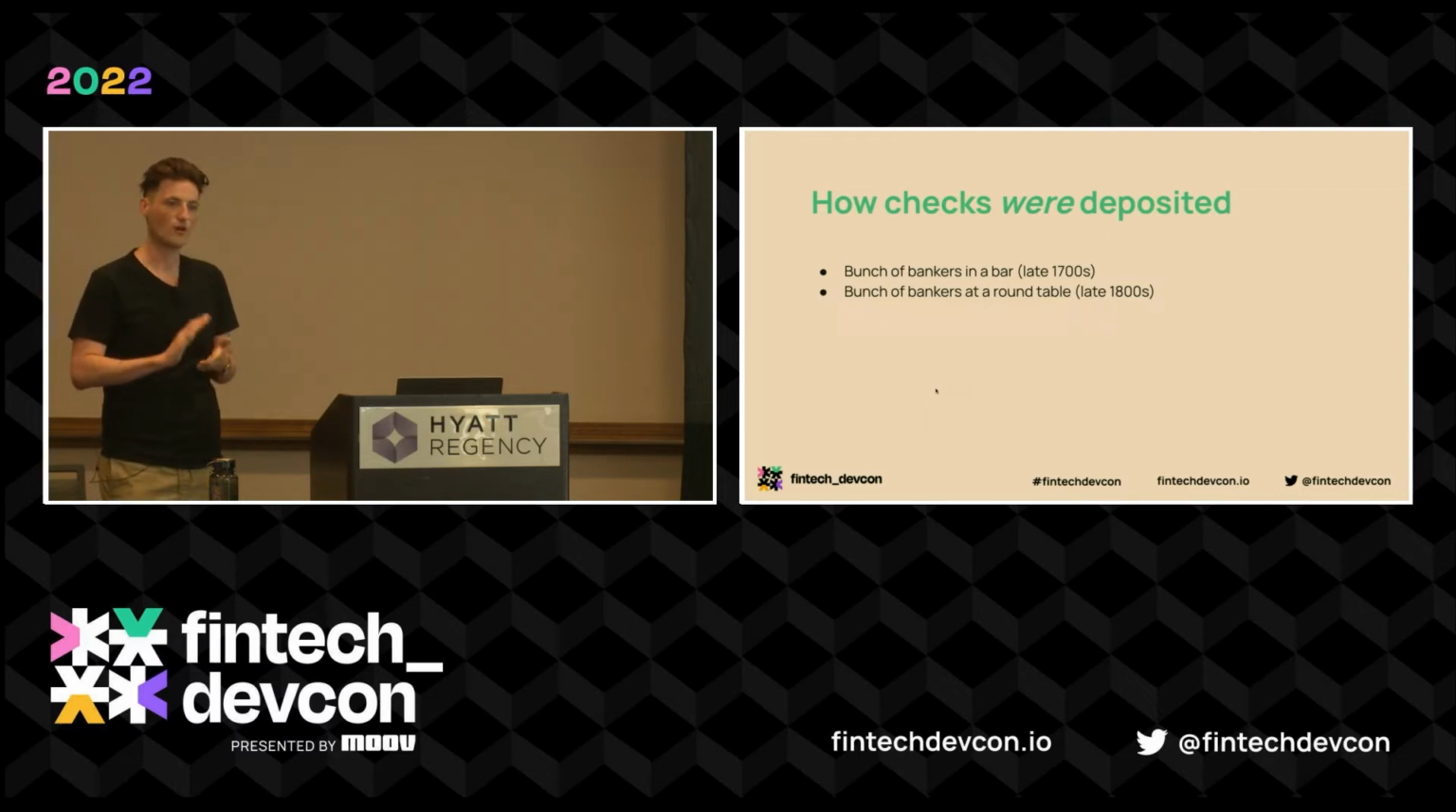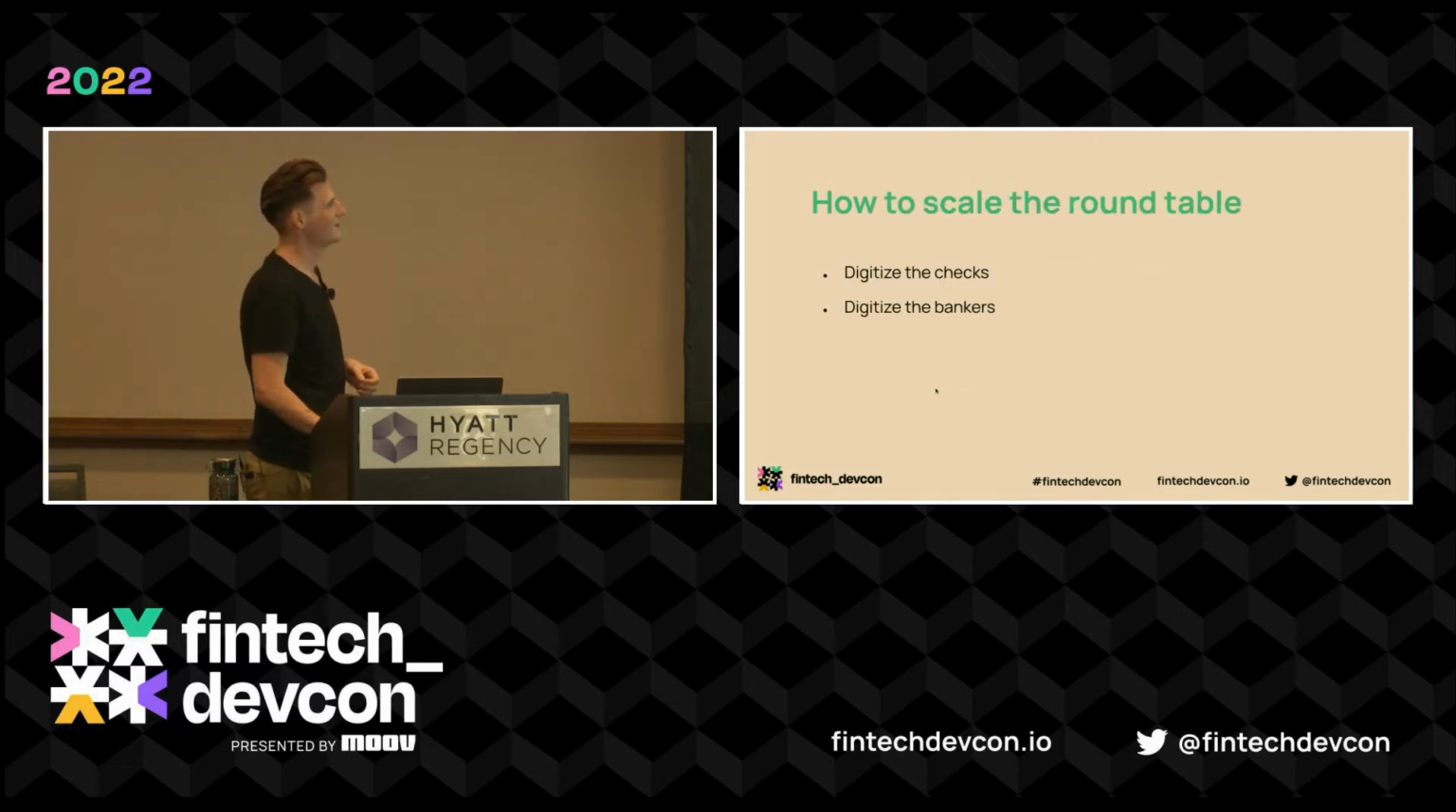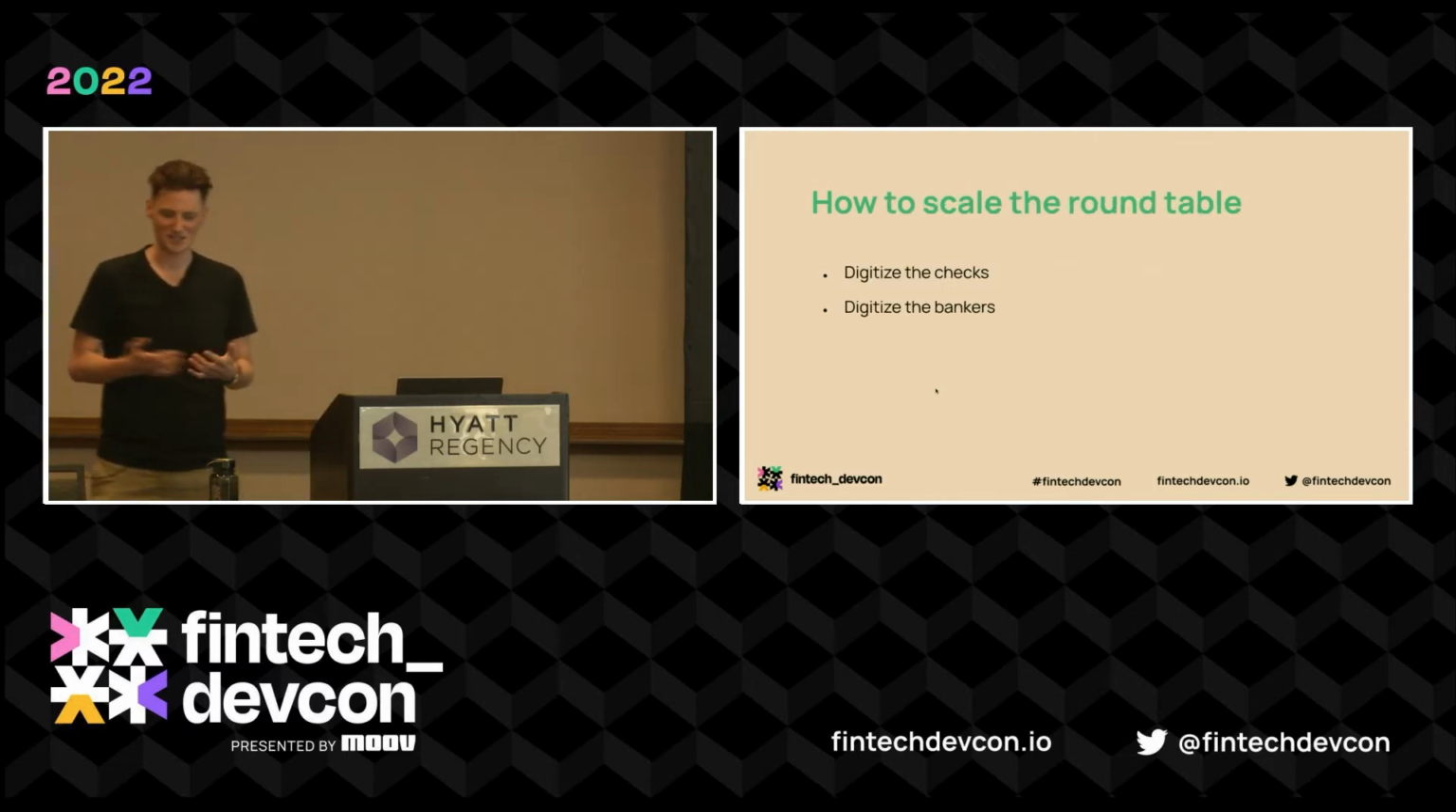And of course, as your volume scales up, if you deal with sort of the Canadian model, where you have a small number of very large banks, you can only exchange so many checks so fast across the table. So how do we scale this? So, unsurprisingly, you digitize the checks. So you don't actually need a check, right?